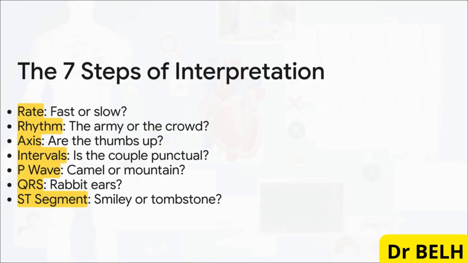1. Rate, fast or slow? 2. Rhythm, is it an army or a crowd? 3. Axis, are your thumbs up? 4. Intervals, is our couple on time? 5. P-wave, is it a camel or a mountain? 6. QRS, do you see any rabbit ears? And finally, the most important question of all. 7. The ST segment, is it a smiley face or is it a tombstone?